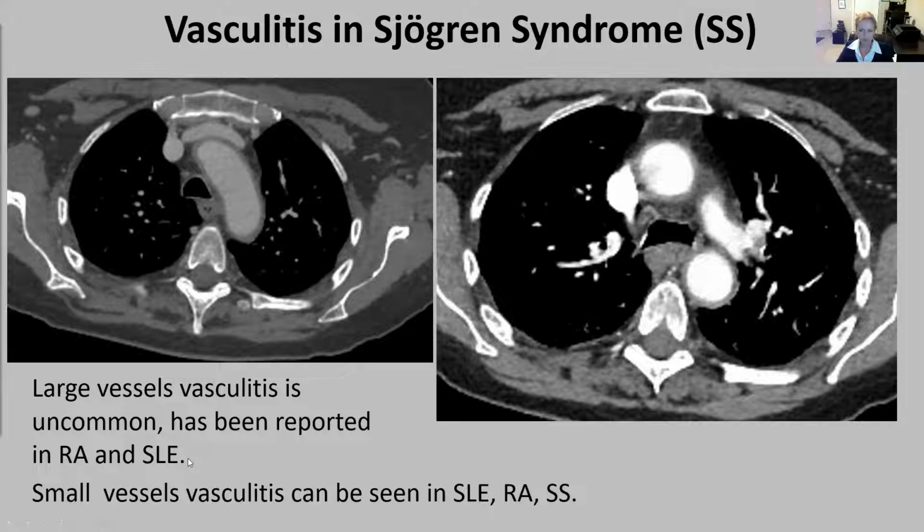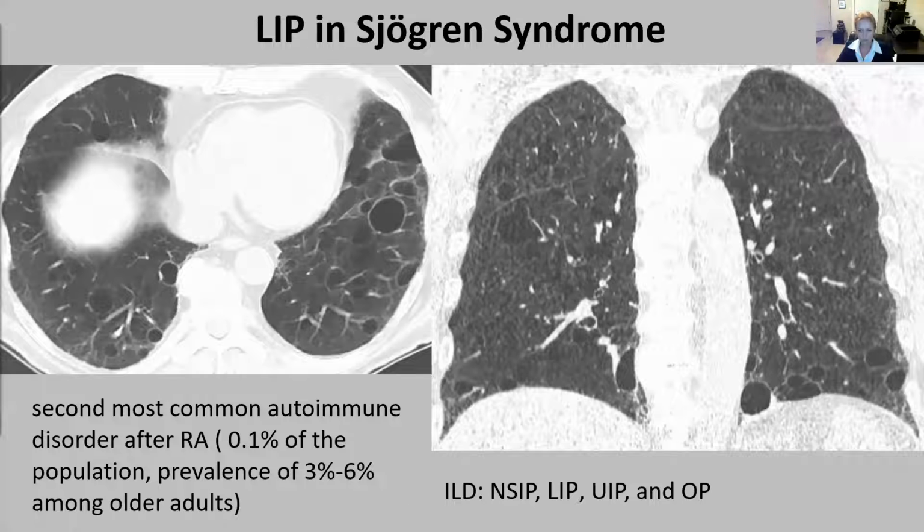Sometimes it can be seen in RA, and has been reported in SLE. Small vessel vasculitis is more common, especially in SLE, RA, and sometimes in Sjogren syndrome. This is a more common presentation of a patient with Sjogren syndrome. We see diffuse cysts. Most of them look perivascular. Some of these patients may also have ground glass opacities, a little bit of ground glass and reticular opacities in this patient.